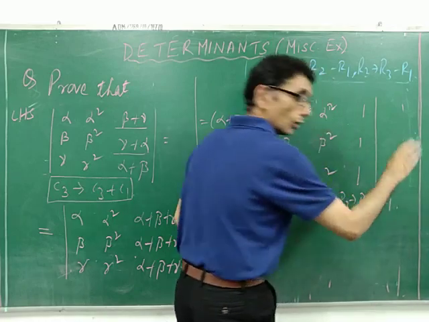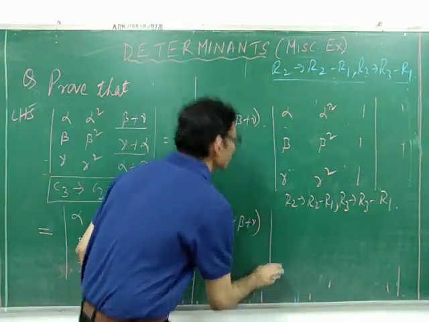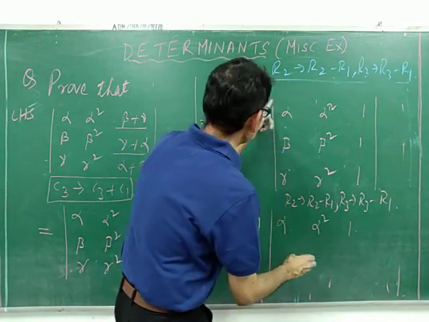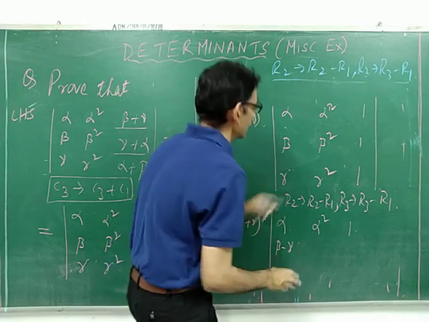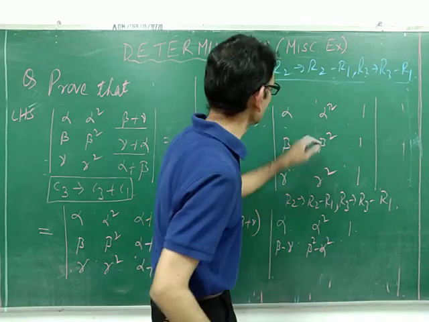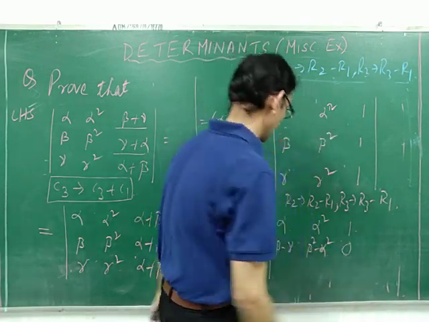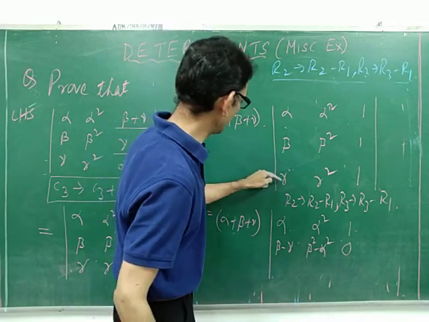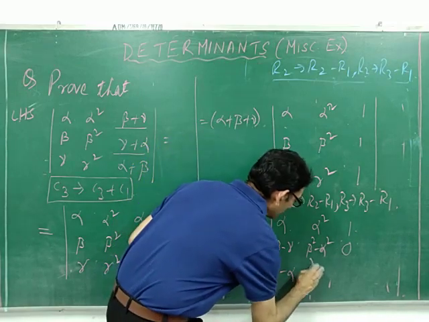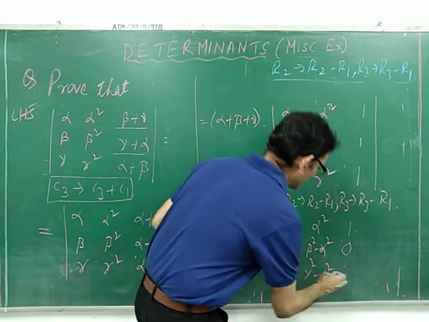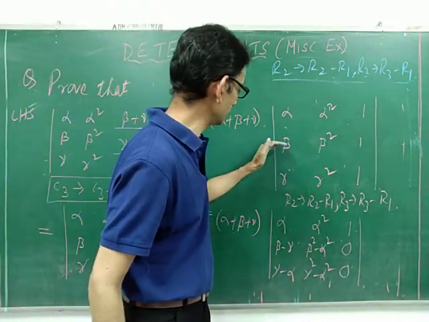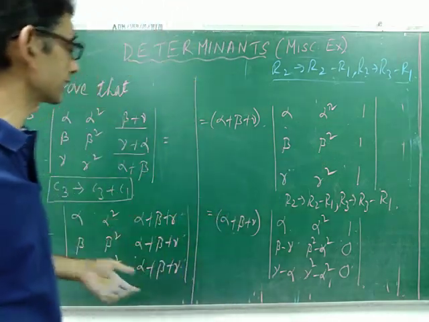There is no change in the first row, so alpha, beta, gamma, then beta minus alpha, beta squared minus alpha squared, 1 minus 1 is 0. Done. Then gamma minus alpha, gamma squared minus alpha squared, then 1 minus 1, 0. Right? You got this. There are some changes in row 2 and row 3. So what is the next step?